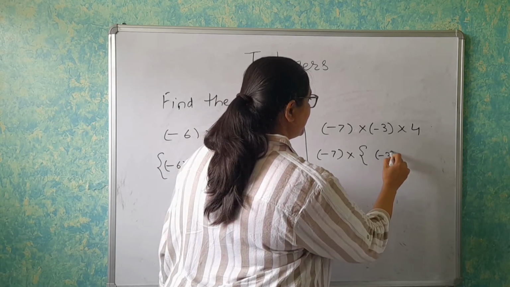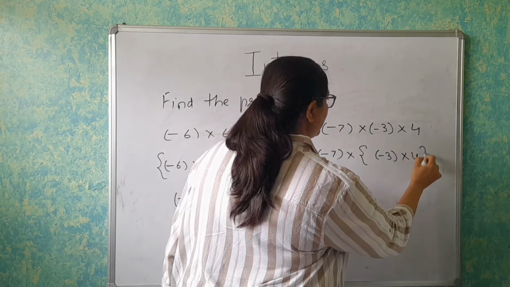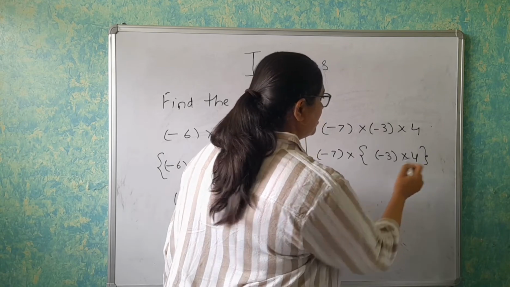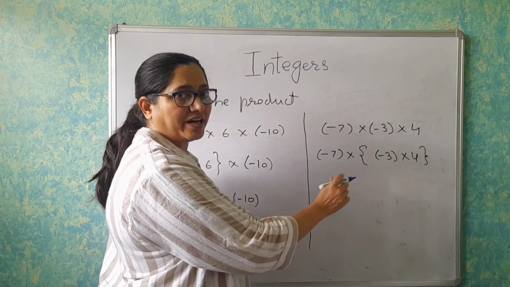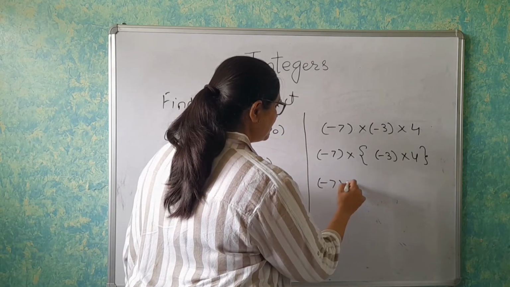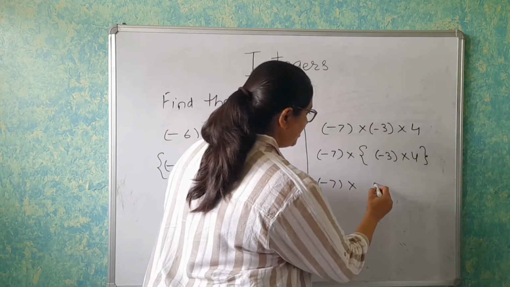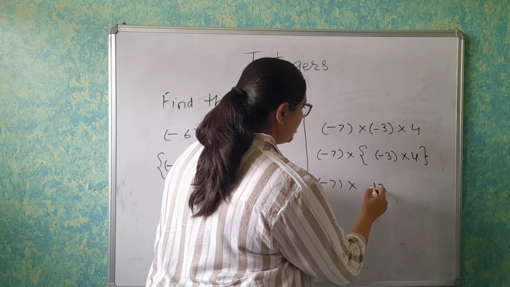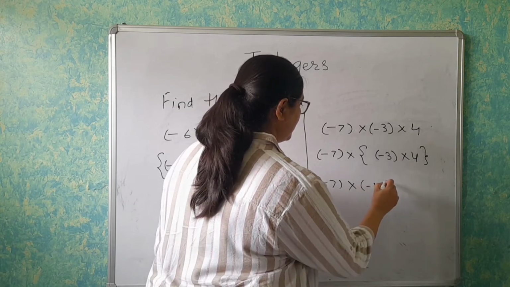Now I will write minus 3 multiplied by 4 and then I will close the middle bracket. So first I have to solve this bracket. First I will write minus 7 as it is. 4 multiplied by minus 3 is 12 and I have to put a minus sign.